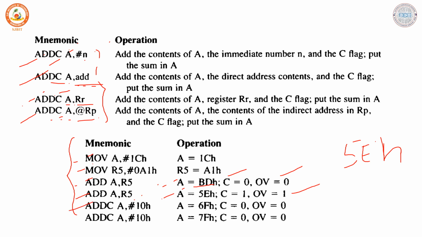Now ADDC A, #10, an immediate value, we are adding along with the carry. So the content of A is now 5EH. 5EH is added with the immediate value 10, then along with the carry bit 1. So this becomes 5E plus 1, 5F, plus 10, 6F. The carry generated is 0 and the overflow flag is 0. Next we have ADDC A, #10 again. The accumulator content is 6F now, which will be added with 10, and the result will be 7F, which is stored in the accumulator.